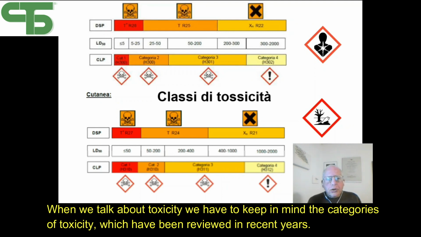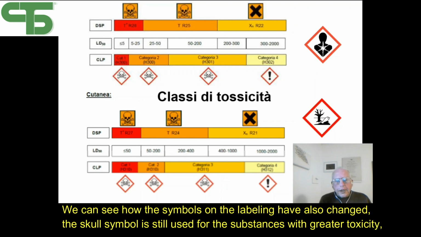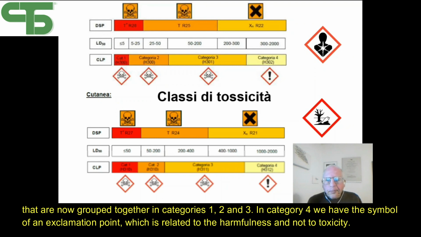When we talk about toxicity, we have to keep in mind the categories of toxicity, which have been reviewed in recent years. We can see how the symbols of the labeling have also changed. This skull symbol is still used for substances with greater toxicity that are now grouped together in categories 1, 2 and 3. In category 4, we have the symbol of an exclamation point, which is related to harmfulness and not to toxicity.